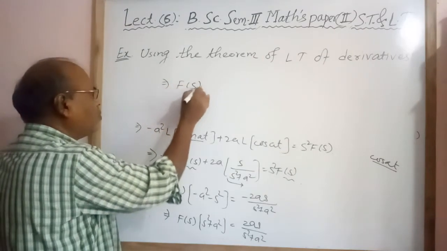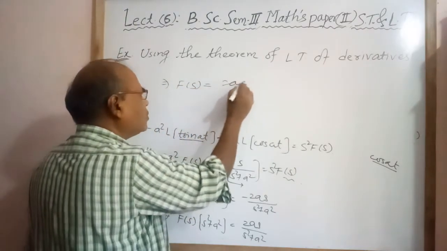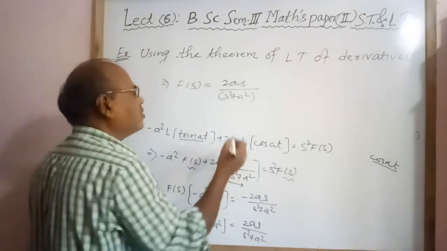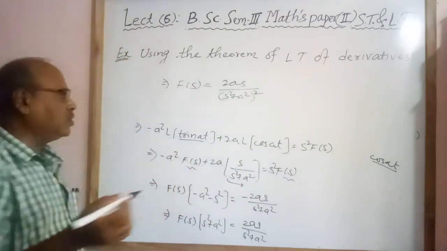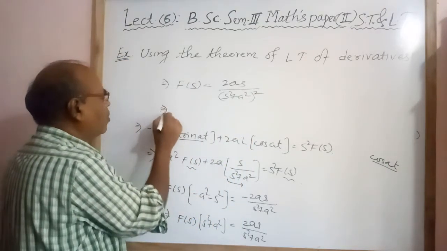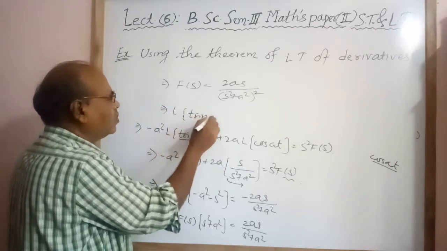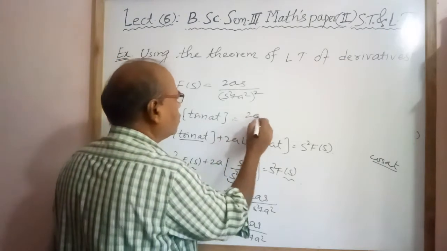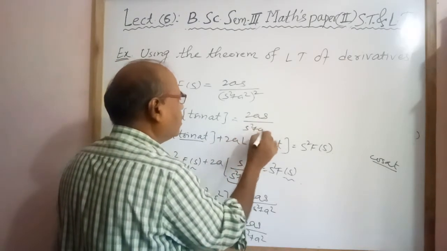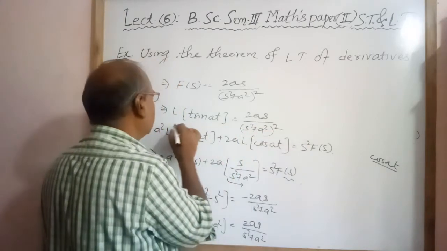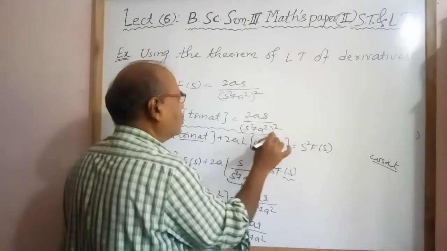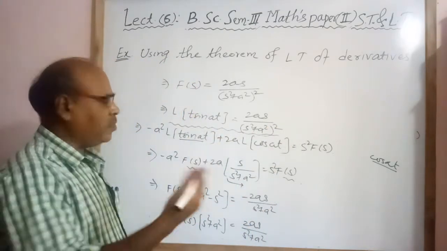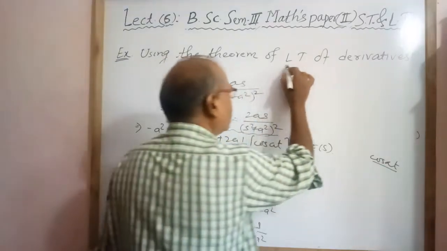Therefore we have F(s) equal to 2as divided by (s² + a²), whole squared. Now F(s) means we have Laplace of t sin at. Laplace of t sin at equals 2as divided by (s² + a²) squared. This is the required transform of t sin at by using the formula of Laplace transform of derivatives.